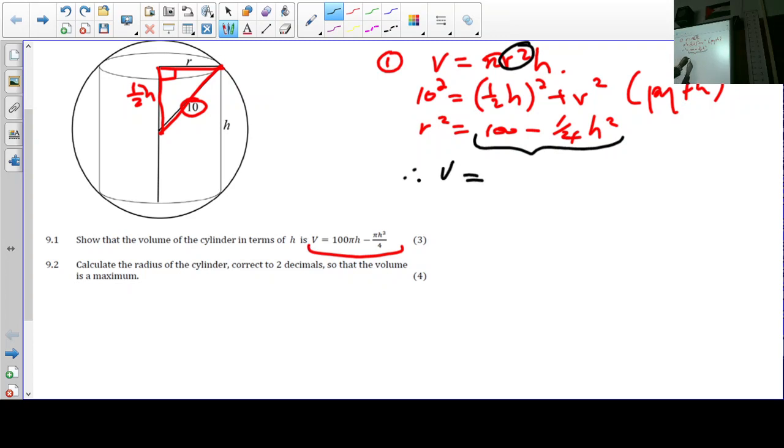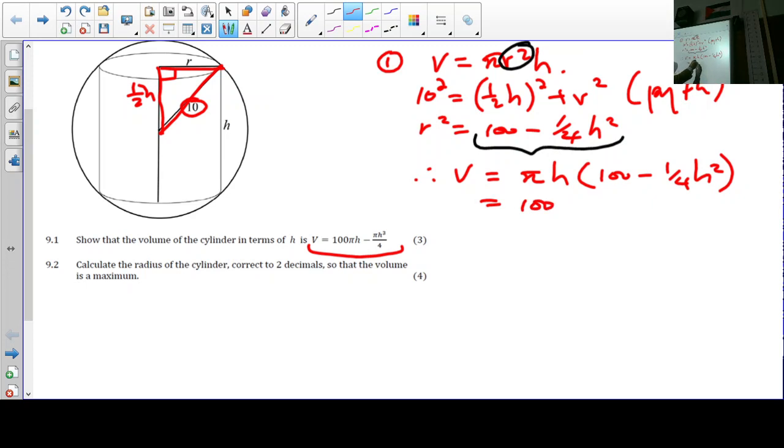So therefore, v is equal to pi h into r squared, which is 100 minus a quarter h squared. So you multiply that up, I get 100 pi h minus h cubed pi over 4. Is that what they want? Yes, that is what they want.